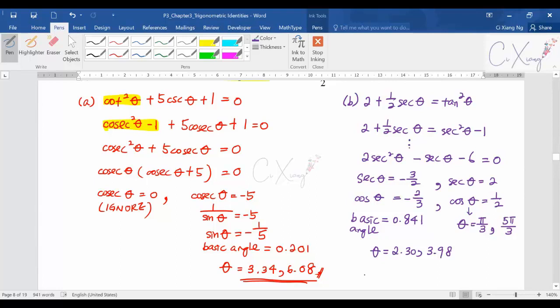Now you have 4 answers here, but for the final answer, they only want you to have the 2 smallest positive roots. So you can press the calculator and see which values are the 2. The first one is pi/3. The second one should be 2.30. So this is the final answer that you should show in your steps. Not showing all the 4 answers, but you should show 2 only.